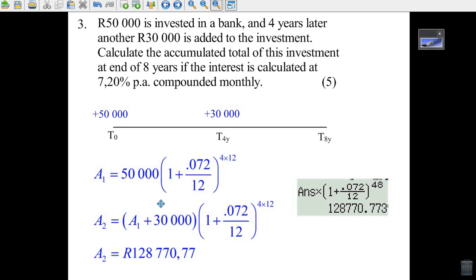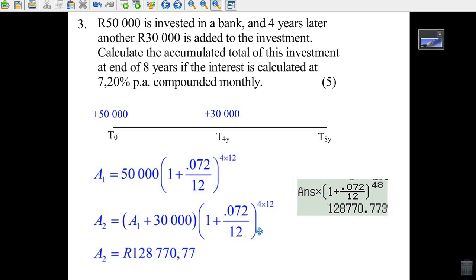Now, this is the way I like to do it. There's two periods here I have to figure out. The first period is, I call it the amount A1. We just take 50,000 and grow it at the interest rate for 4 times 12, 4 years. So it's 4 times 12 to make 48. It's monthly, that's why you divide by 12. There's your first amount. Now, what you have to do is take that first amount in your calculator and add 30,000, and you'll get an answer. There's where it says answer there.